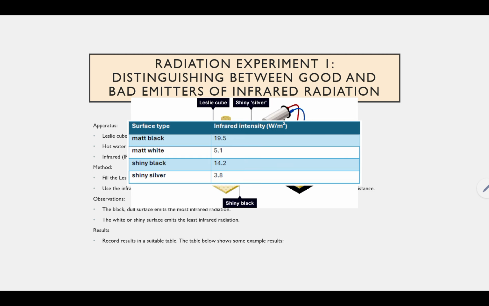Here's another experiment for radiation, where they have different kinds of colors and textures, and they just measure the amount of infrared intensity. As we can see, matte and black had the highest, and shiny and silver had the lowest.